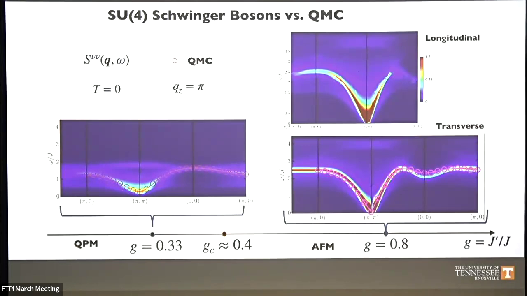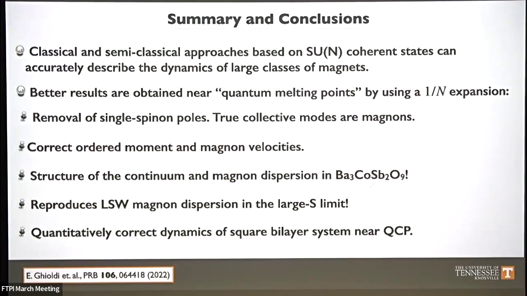So in summary, the classical and semi-classical approaches based on SU(N) coherent states can describe a lot of systems where entanglement is not too strong. It's important to extend the classical approaches beyond the usual Landau-Lifshitz dynamics to describe many magnets, where again you need to introduce coherent states that are not coherent states of SU(2). And near quantum melting points, near points where the magnetic ordering is suppressed, it turns out that the 1/N approach, where we fix the representation and send N to infinity, is working quantitatively very well. So that's the reason I'm saying these approaches are not only useful for classifying spin liquids, but also to reproduce experimental data.